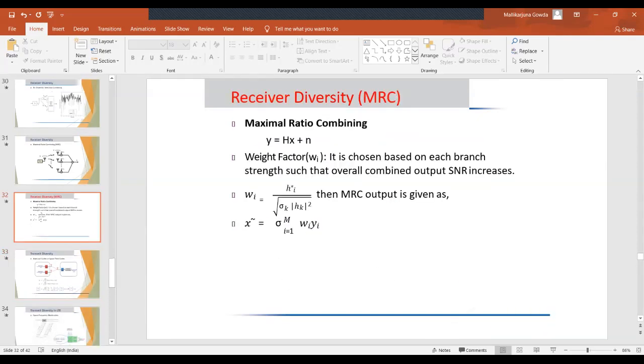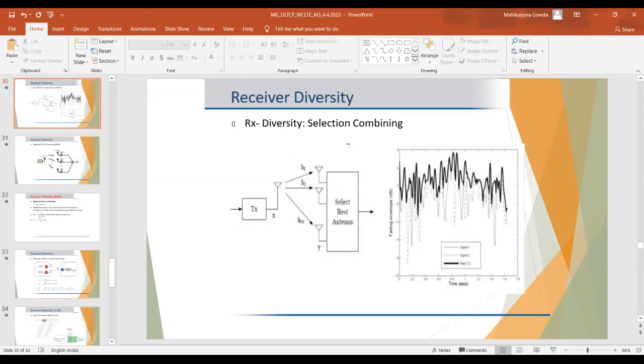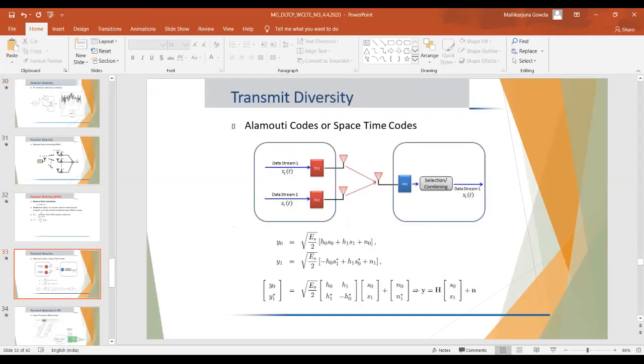And that is about receive diversity. In receive diversity, the technique is MRC. Means two techniques are there, right? The MRC. And next is the transmit diversity. So in transmit diversity, what I said, multiple antennas will be used at the transmitter side, and only one antenna will be used at the receiver side.